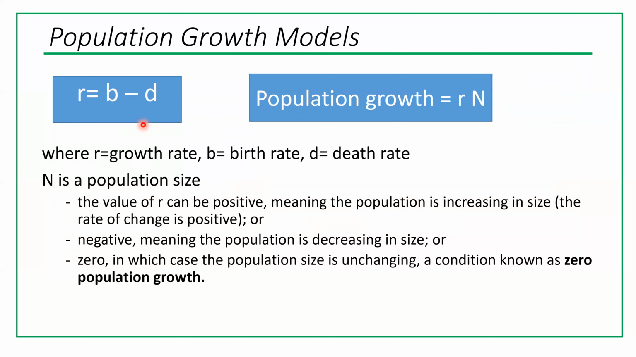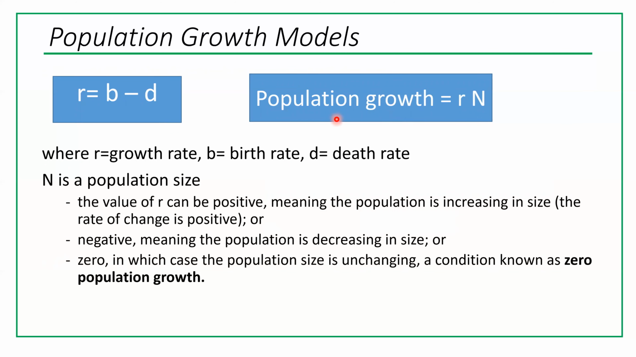So of course we can use a mathematical formula to calculate the population growth rate. If R is the growth rate, then the growth rate equals how many are born minus how many died, right? And the population size multiplied by this growth rate gives us population growth. And this population growth can be positive, negative, or it can be zero.